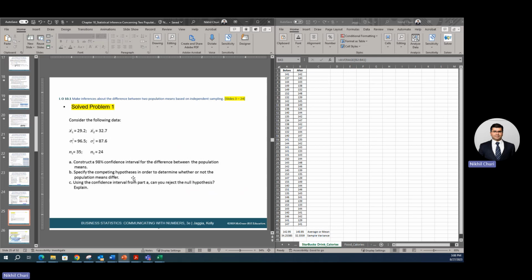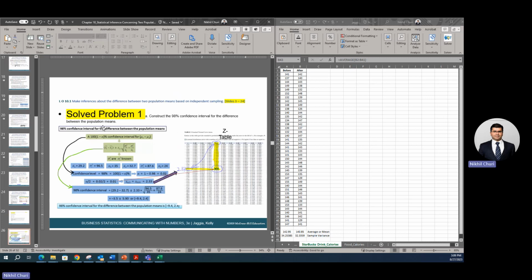Second, specify the competing hypotheses in order to determine whether or not the population means differ. Third, using the confidence interval from part A, can you reject the null hypothesis? That's the question that has been asked. So let's see how to solve this problem.